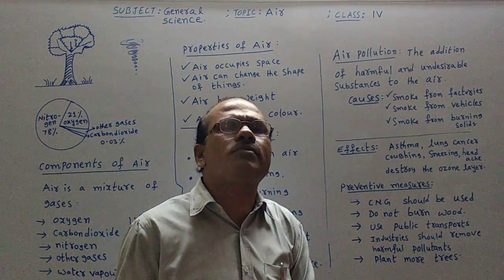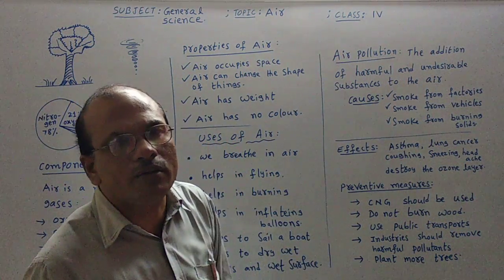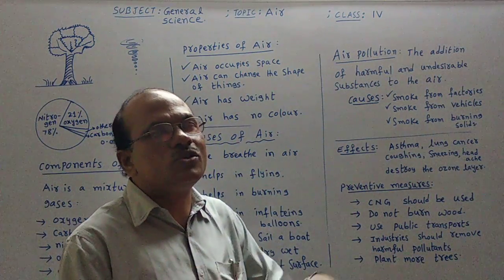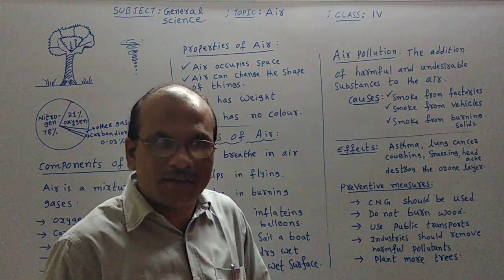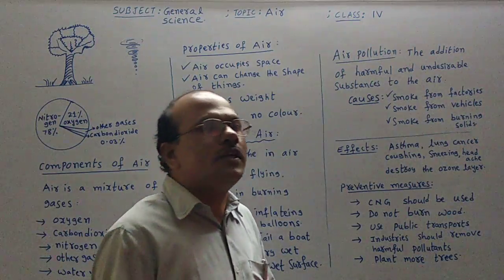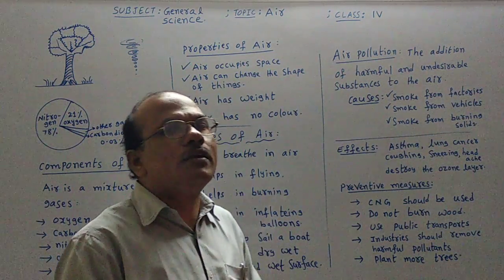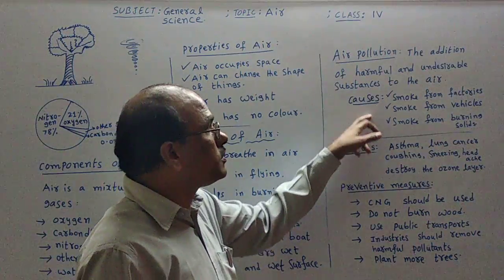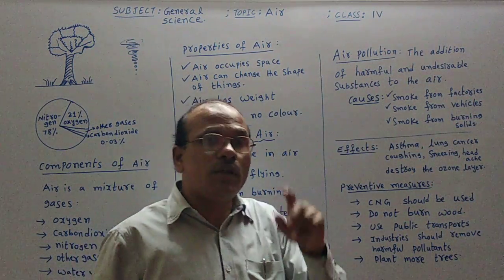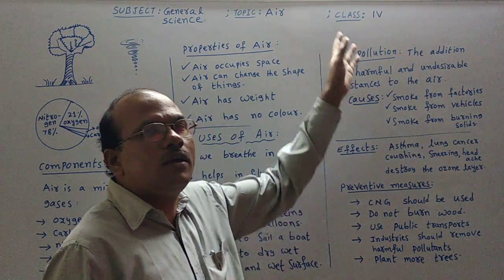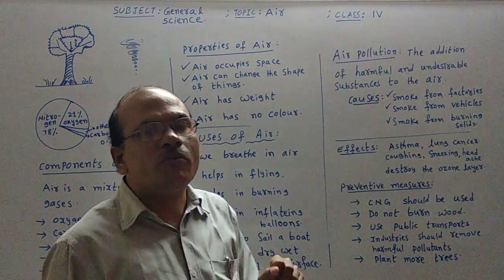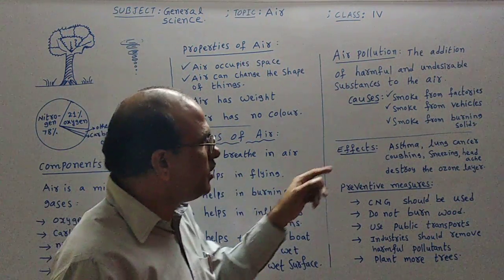The farmers, after the yielding of the crop, use the dried leftovers in their fields to burn in the field itself. It releases so much smoke and again causes air pollution. So these are the causes of air pollution. Then whenever the air is polluted, what are the effects of air pollution?